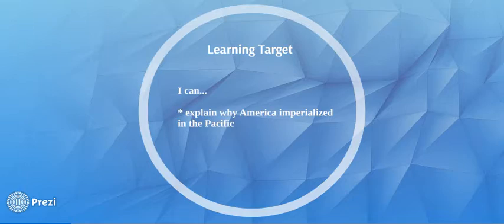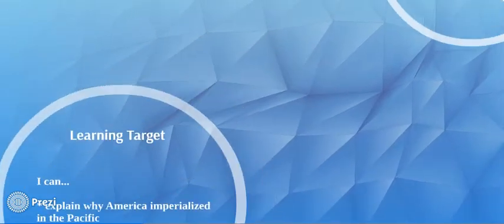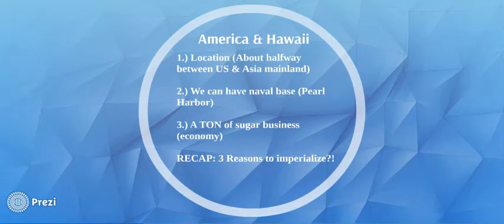Whenever we get down to imperialism, it will always come back to one of the three factors: military, economic, or cultural superiority. In most instances, it's a combination of two or even all three of them, and that's what we're going to see today when we look at Hawaii and China. All right, so the first one we're going to look at is Hawaii.